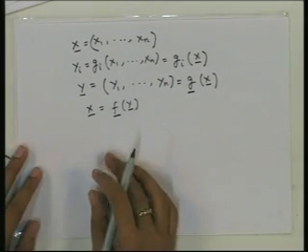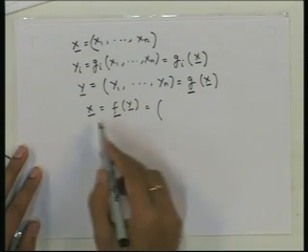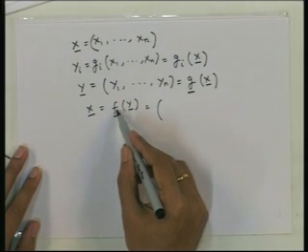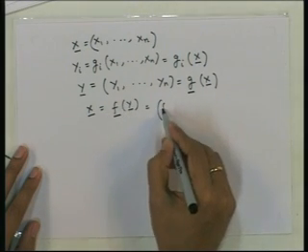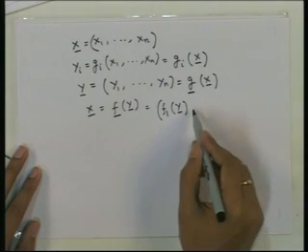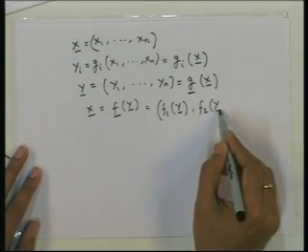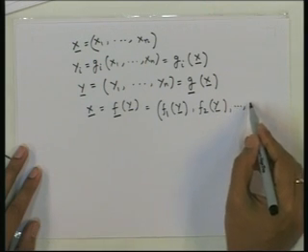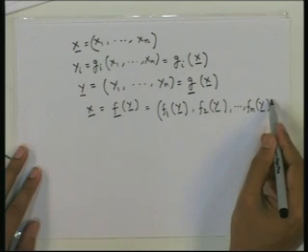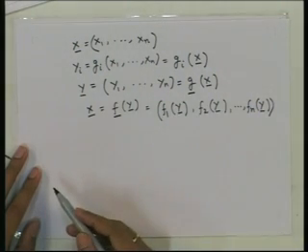Now, every component of x, the first component x1, will be obtained by the first component of the function. There is one function f1 which gives us x1, f2 gives us x2, and fn gives us xn. So, these are the component functions.